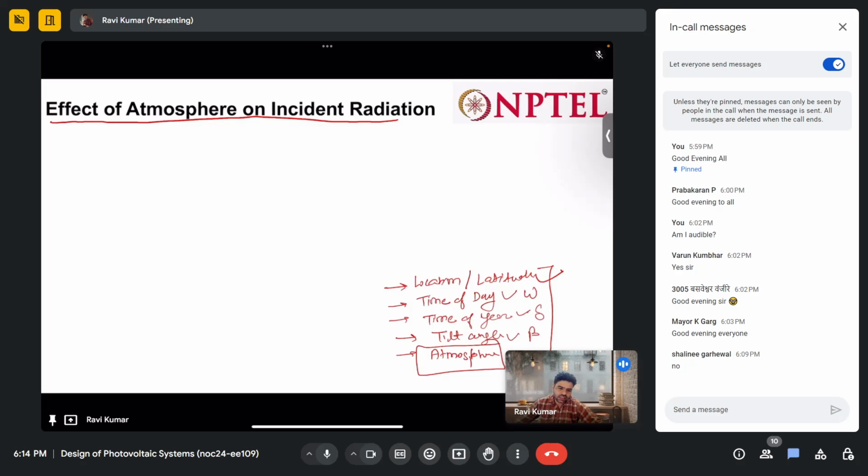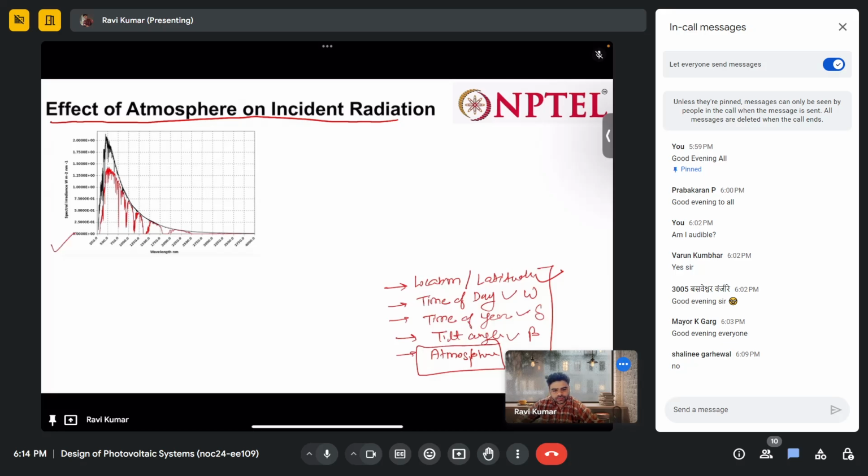How can we consider the impact of atmosphere in calculating the effective radiation on the surface of any horizontal plane? So this is the question which arises here. Have you seen this? What is this curve? At least write in the chat box whatever comes to your mind. Even if you don't know, write no, we don't know.